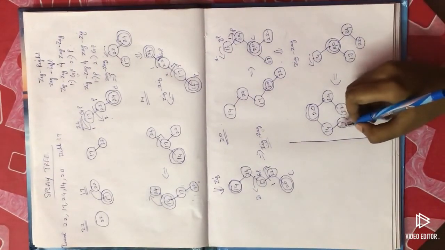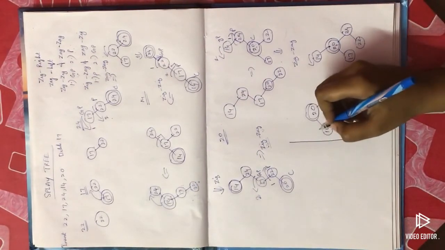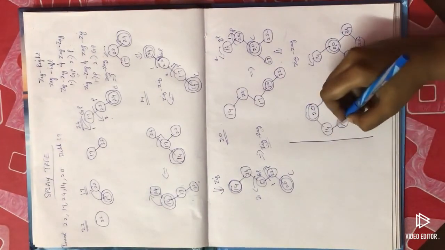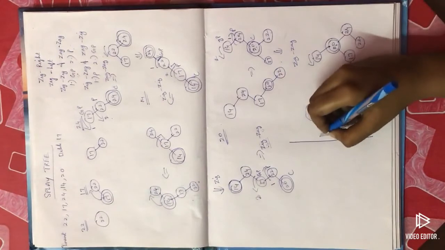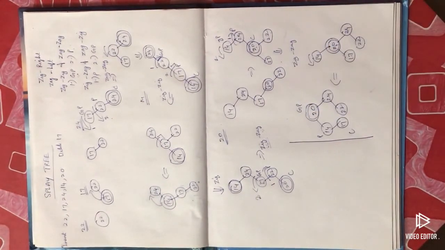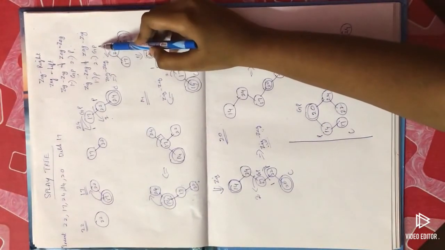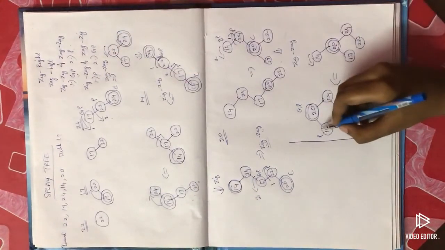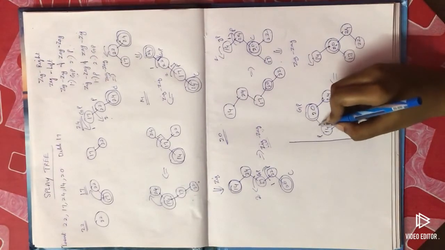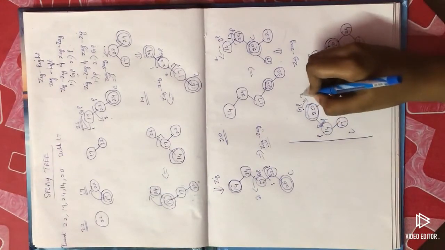Zag-zig rotation means first we rotate the element to the left side, then the right side. So first, this is the child element, this is the parent, this is the grandparent. According to the zag-zig algorithm, first the parent element, then the grandparent element. The parent element should follow the zag rotation. Zag rotation means left-hand side. So first I am going to rotate at the left-hand side, then the right-hand side.